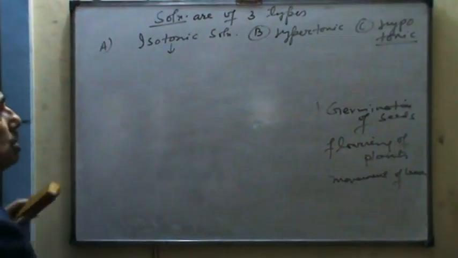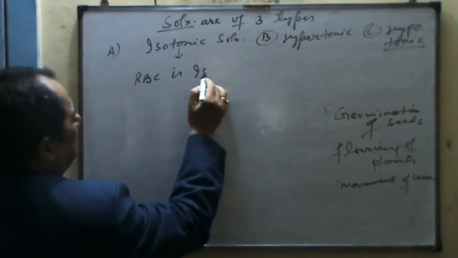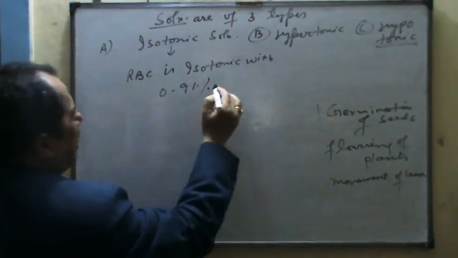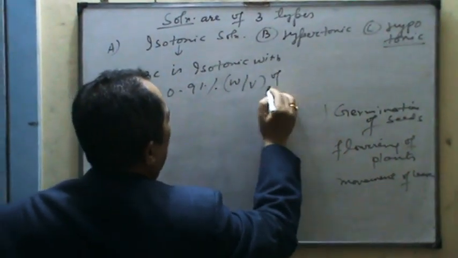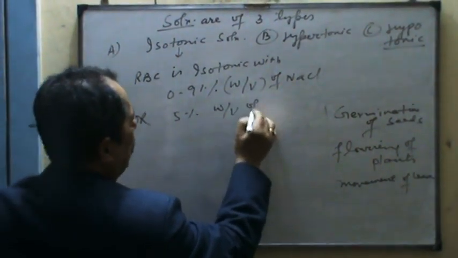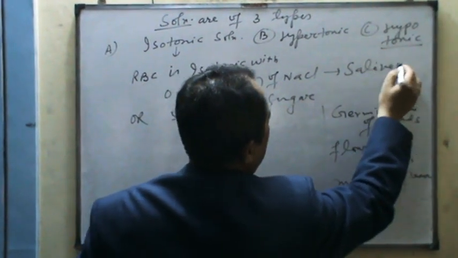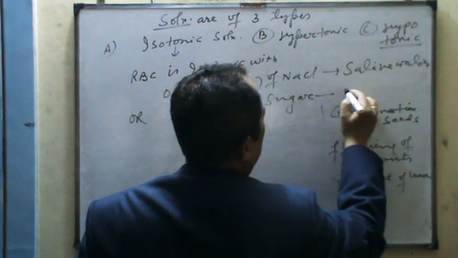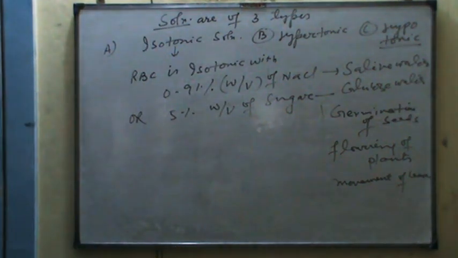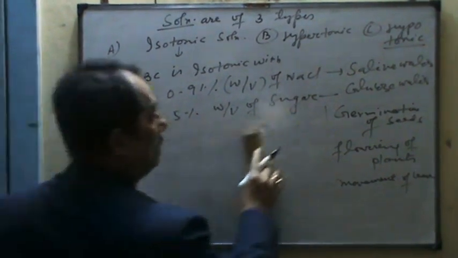So far as isotonic solution is concerned, blood, RBC, is isotonic with 0.91% weight by volume of NaCl, or 5% weight by volume of sugar. This one is called saline water, and this one is called glucose water. So 5% weight by volume and 0.91% weight by volume. In that case, no osmosis takes place.